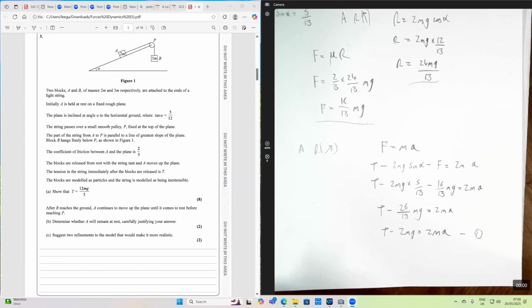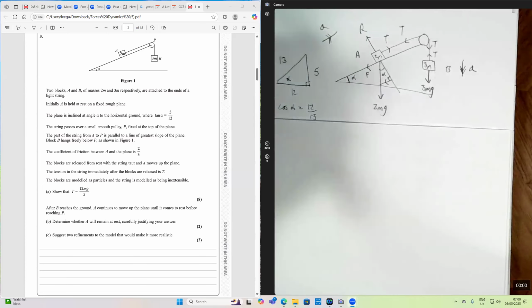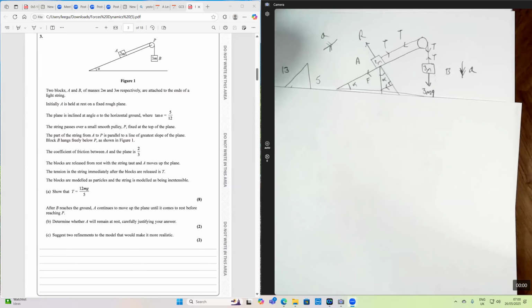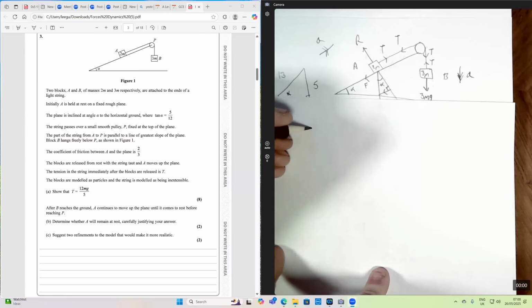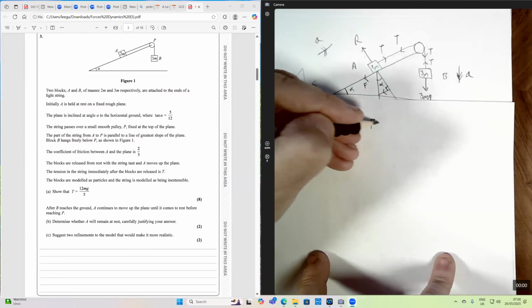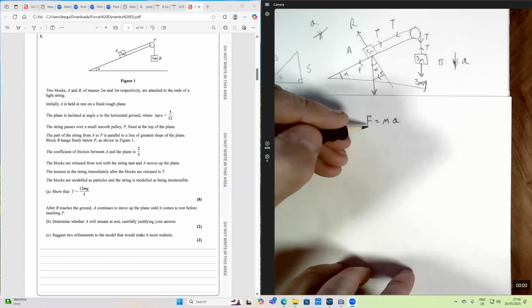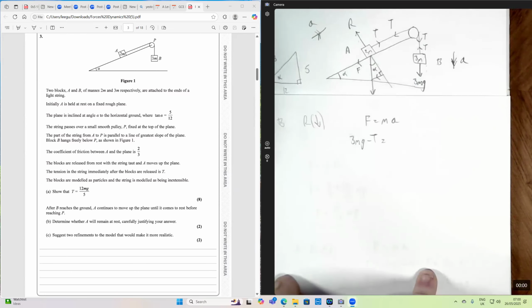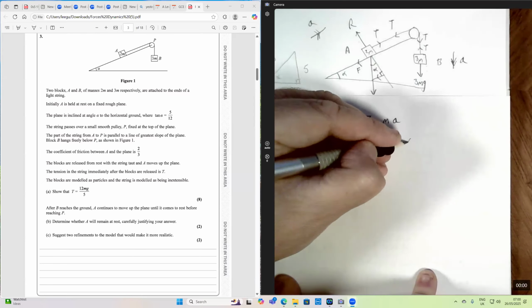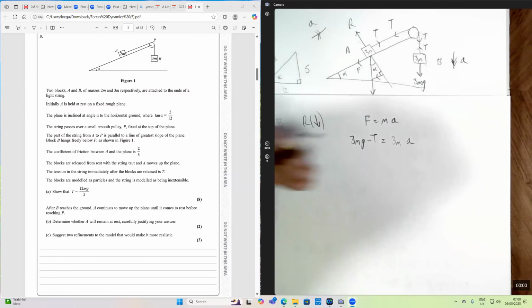Now we turn our attention to particle B, and we're going to do a similar thing for particle B. We're going to resolve going down the plane. So for B, we're going to resolve going down. We write down F equals ma, Newton's second law. This time the weight is what's pulling it down. So we have 3mg minus the tension is equal to the mass, which is 3m, times the acceleration. And we've got our equation there for the second equation.